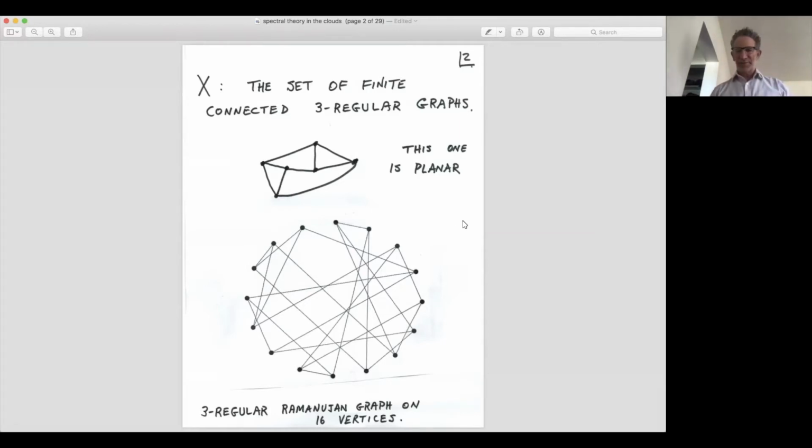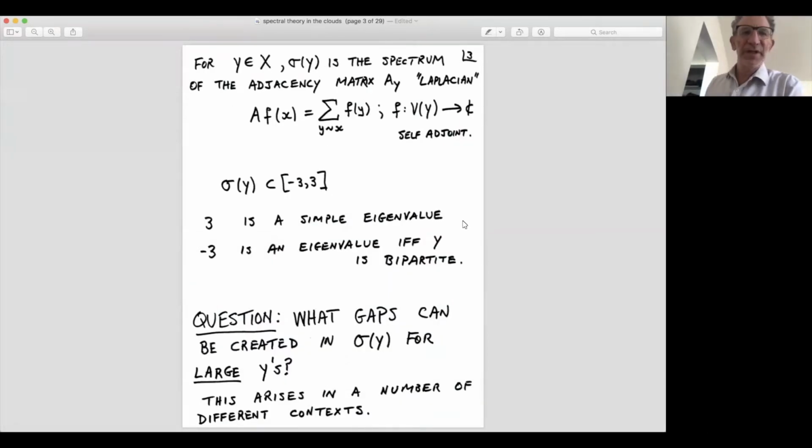So what's our problem? Our problem is to understand the spectra of these. So if you give me any 3-regular graph Y in my set X, the spectrum of Y is the usual spectrum of nothing fancier than the adjacency matrix, or I like to call it the Laplacian. It's not an averaging operator, the way I normalize it. So the adjacency operator applied to f, a function on the vertices, is a sum over all y's, all vertices which are adjacent to x, of f of y. Since we're 3-regular, if f is constant, I will get 3 times the constant if I apply A to the constant. And 3 is an eigenvalue.